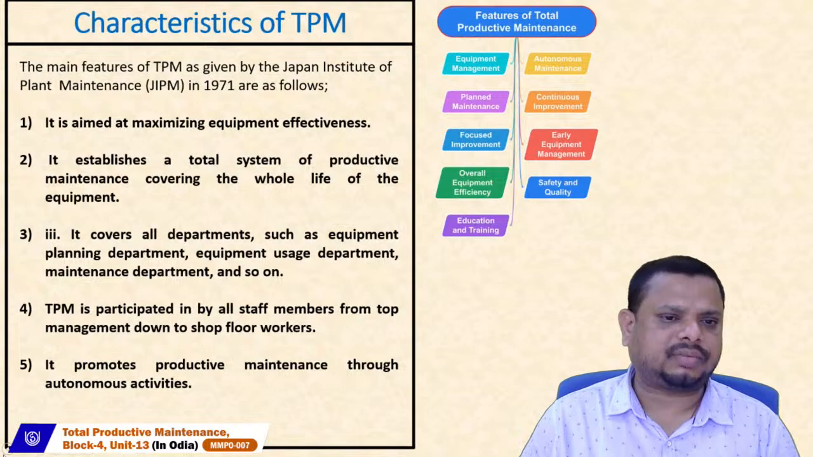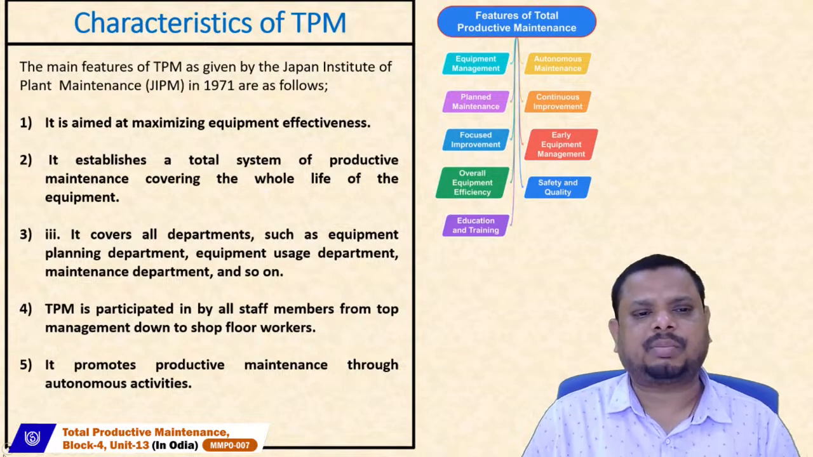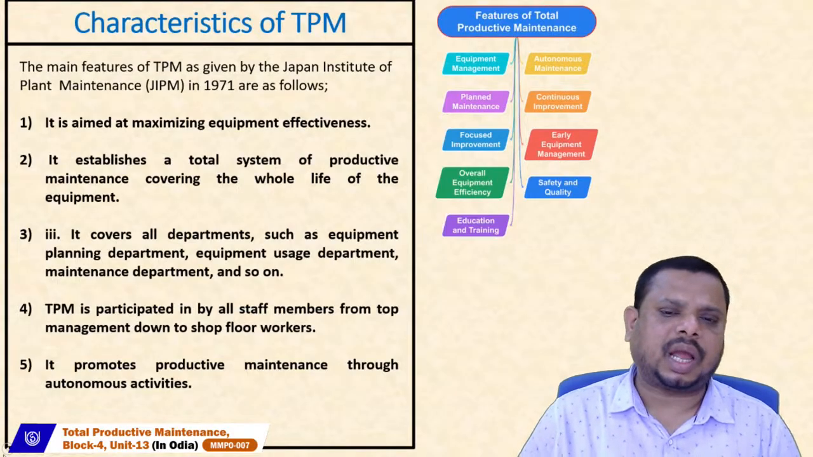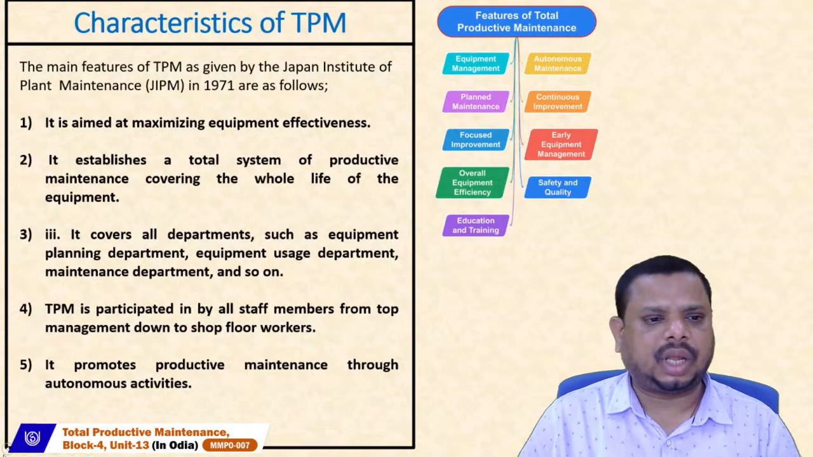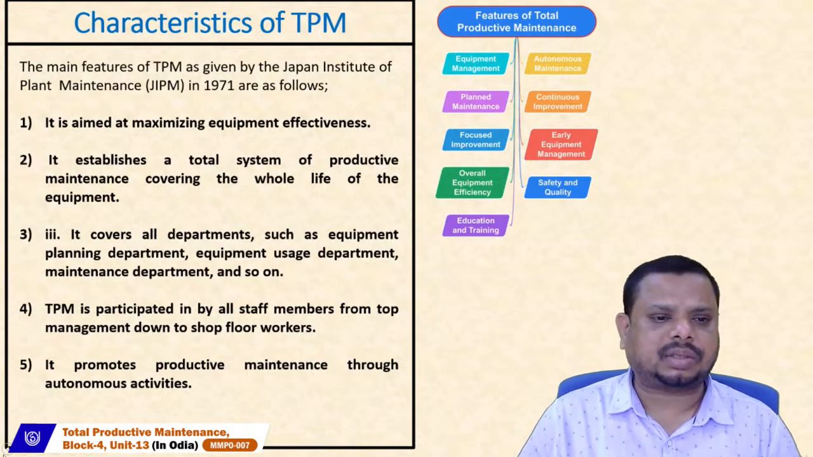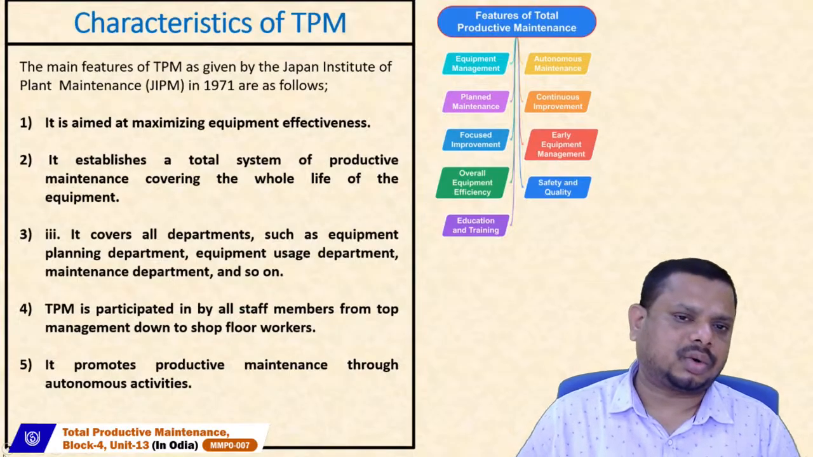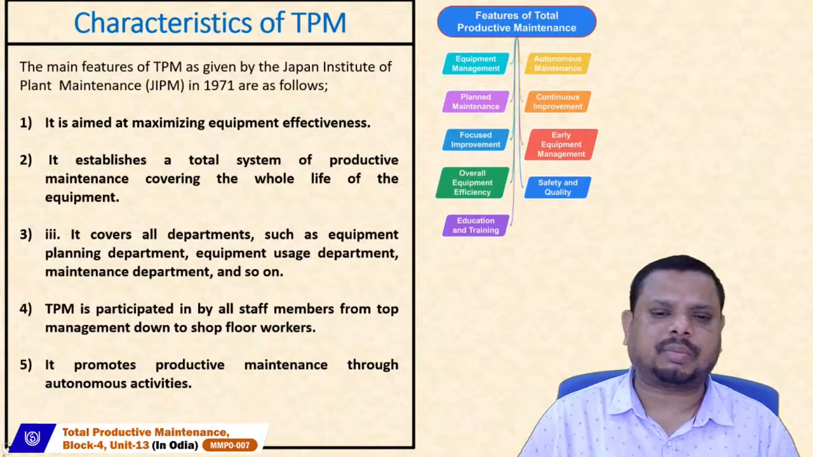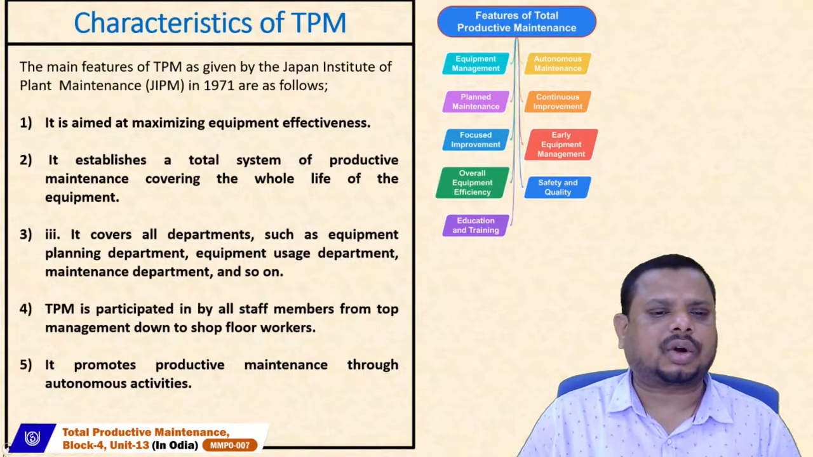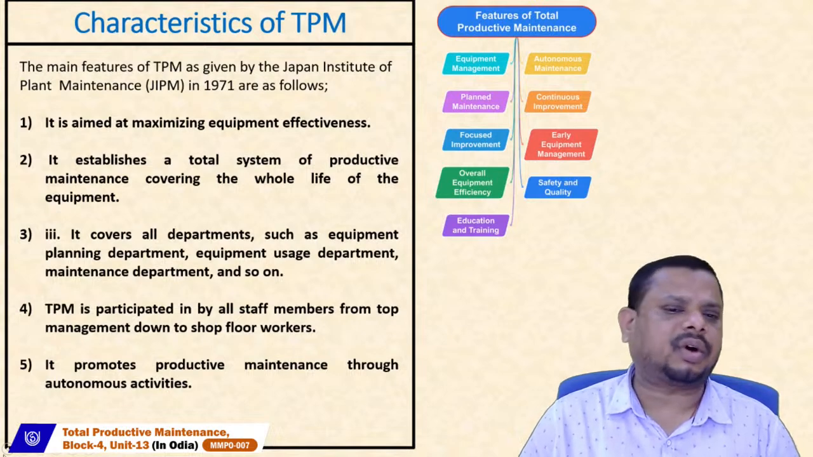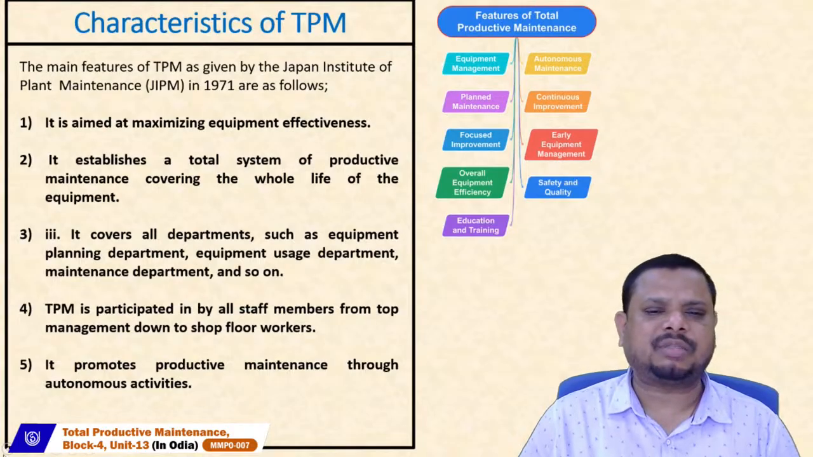So under these characteristics, first the most important part is maximizing equipment effectiveness. It indicates the availability of machines, and the next one is the reliability of machines. The second point is that it establishes the total system of productive maintenance, which covers the whole life of the equipment. As I told, it is not a management philosophy. It is an organizational culture which basically provides a large dedicated site for maintenance management, and maintenance management is dedicated to improving the lifespan of the machines.